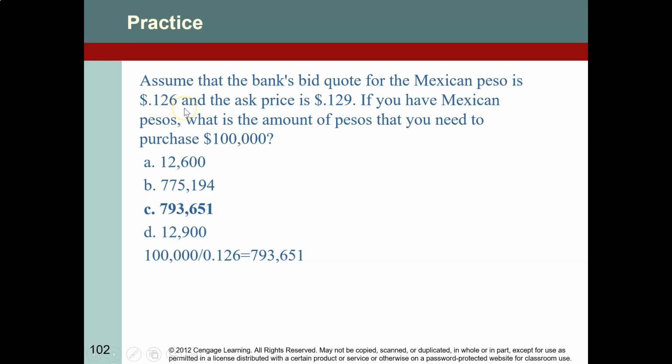This is the bank's buying price. The bank is trying to buy peso from you, and this is your selling price. You're selling peso to the bank to purchase 100,000. So we use this 100,000 divided by this price, 0.126. We have this amount of peso we need to sell to the bank to purchase $100,000.